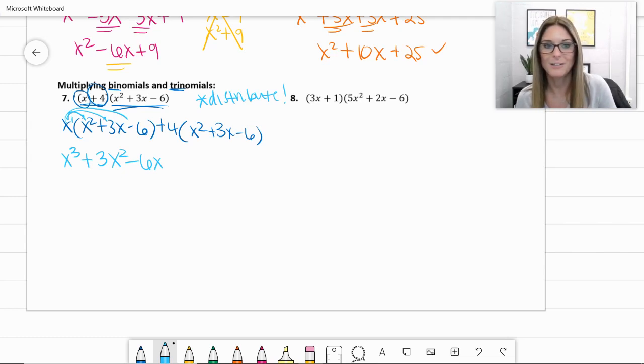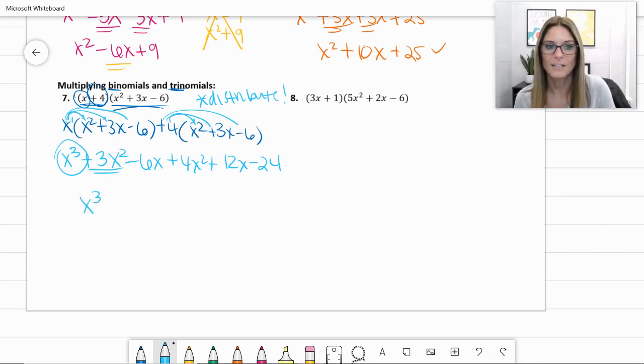Moving on to the next section, 4 times x squared is a 4x squared. 4 times 3x is 12x. And the last part, 4 times negative 6, negative 24. Now, we've got lots of terms here. Look for like terms to combine and simplify this polynomial. Remember, we always want to write our polynomials from highest degree to lowest degree. So let's start with x cubed. There are no other x cubed terms.